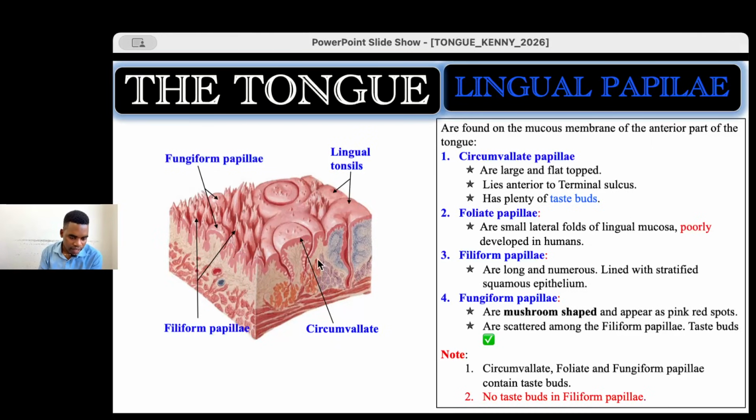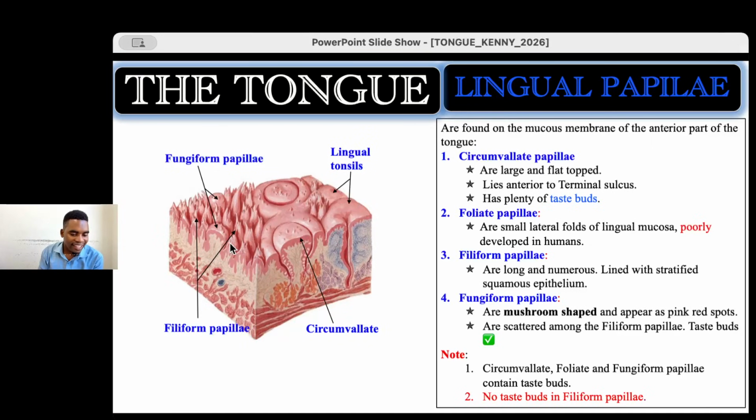lingual papilla. Next, we're gonna have this foliate papilla, and the foliate papilla, they are limited. They are poorly developed in humans, so they are not even shown in this picture. These are the foliate papilla. They are poorly developed in humans.